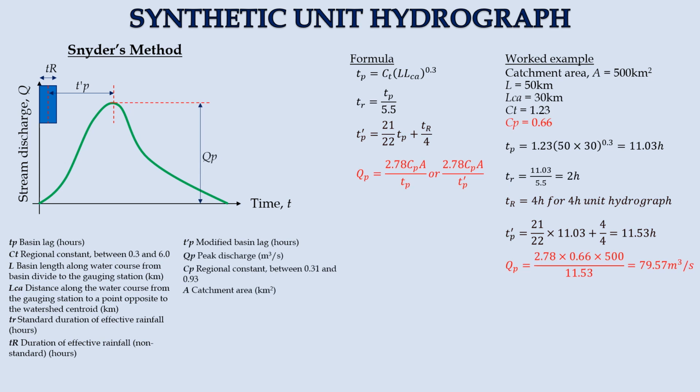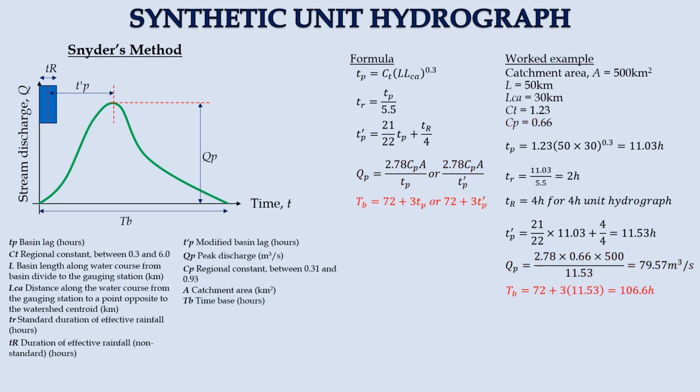The peak discharge of unit hydrograph associated with TR equals 2.78 Cp/A/Tp. Cp is a regional constant which varies between 0.31 and 0.93. A is the catchment area in square kilometers. Note that Tp should be the modified basin lag if non-standard effective duration is used. In this case, given Cp equals 0.66, our peak discharge should be 79.57 Qmax.